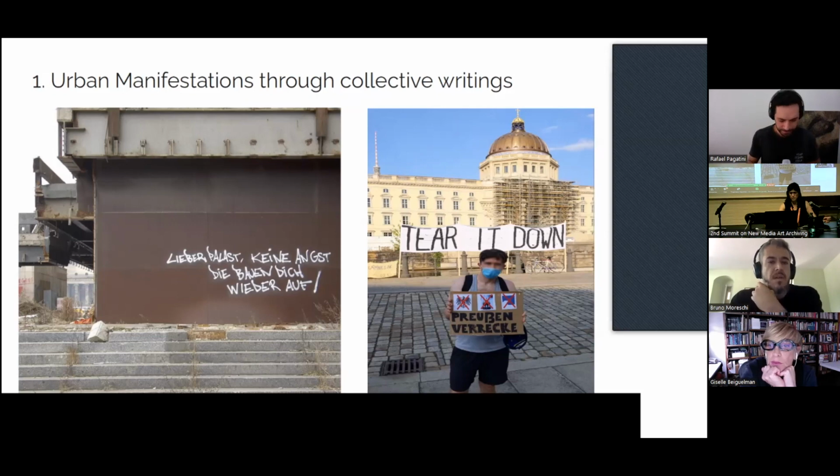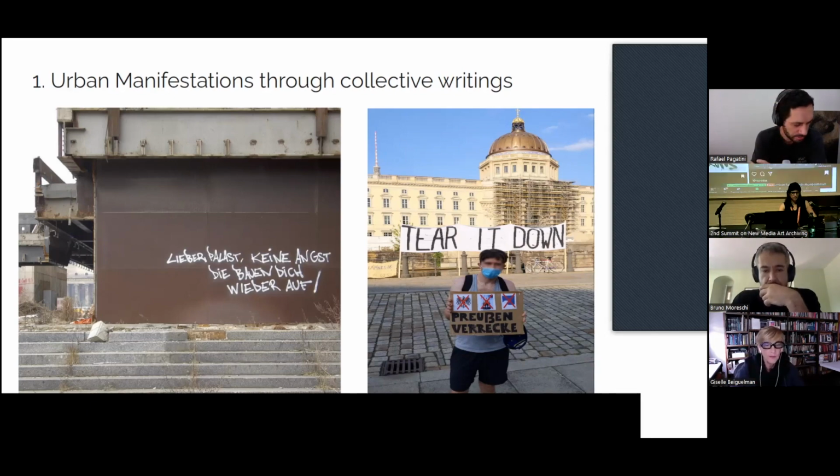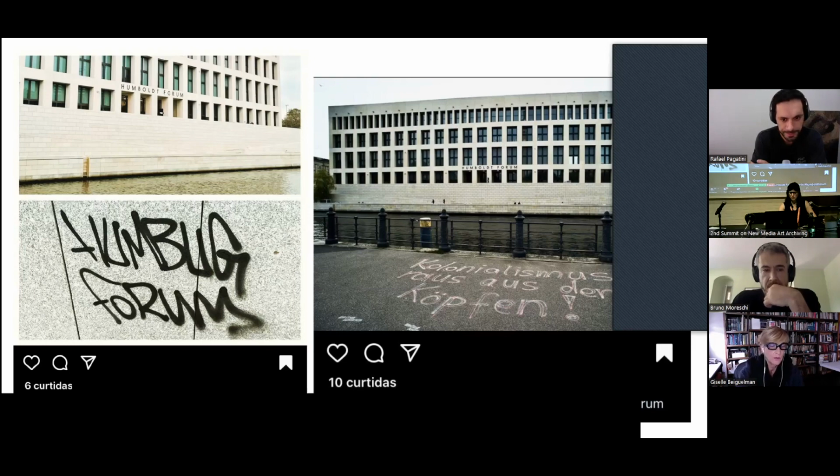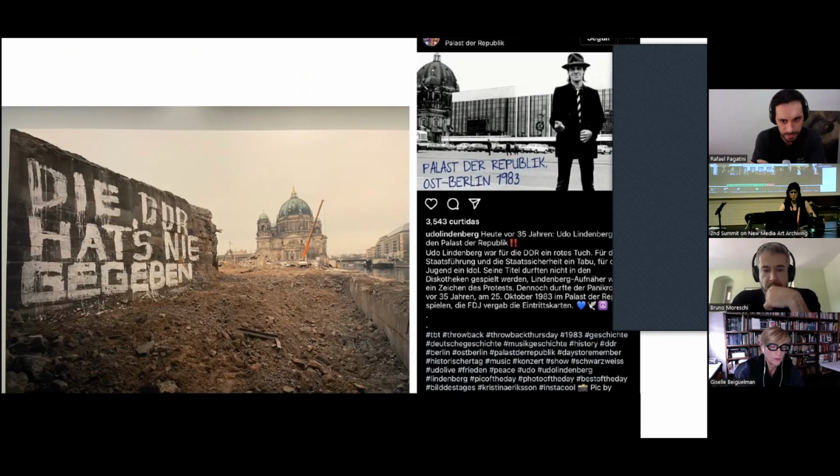This on the left was an old image that I found from when it was announced that the palace would be reconstructed, actually celebrating that the palace would be reconstructed again, combining with these recent protests asking for its destruction. So I'm just going to show some of them.